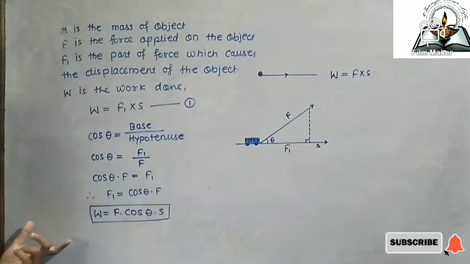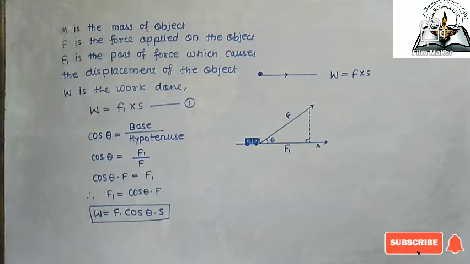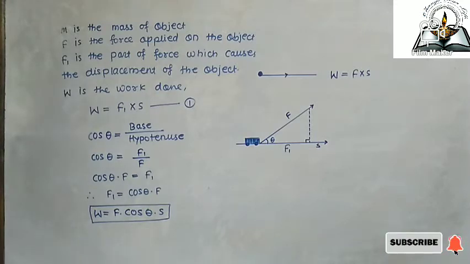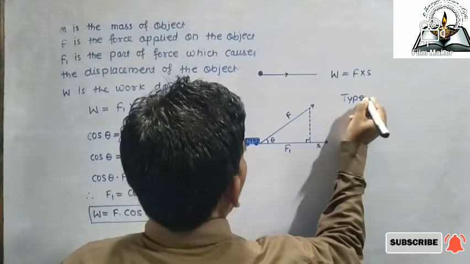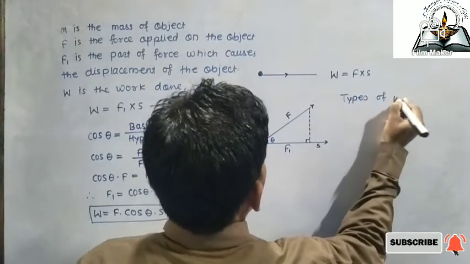Next one, we have to see types of work done. So on the basis of cos theta, we can classify the work done into different types. So what is cos theta and what are these types? On the basis of cos theta, there are three types of work done. We call it the types of work done.